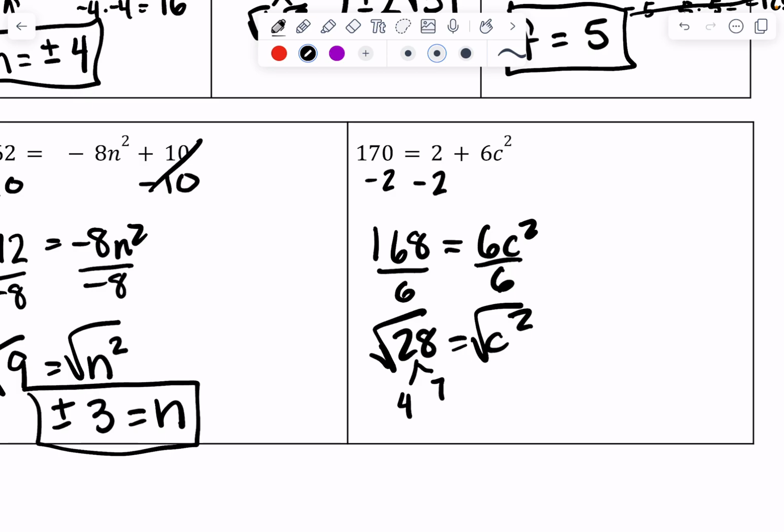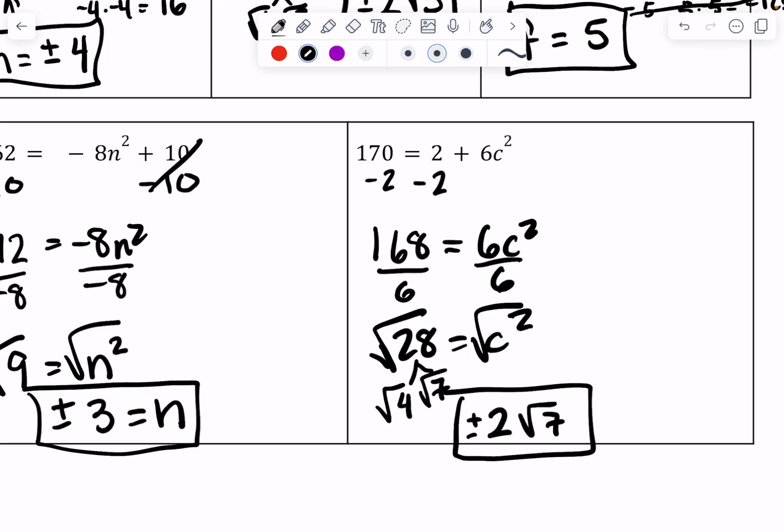Which is 7, of course. And the square root of 4 is 2, and the square root of 7 is not going to be perfect. So we're going to get 2 root 7. And again, plus or minus, because this is a square root, there could be 2 possible options.